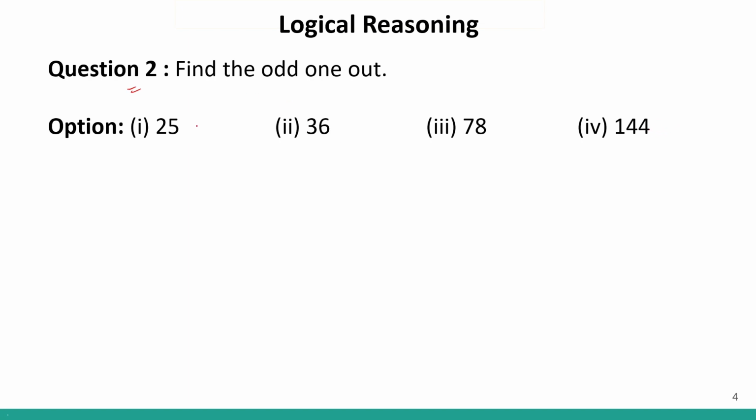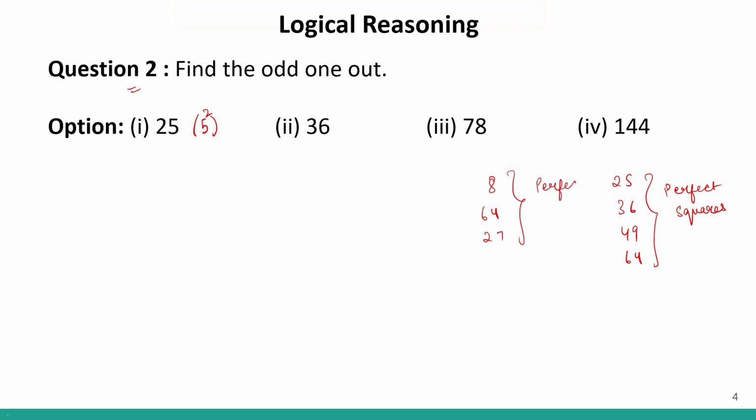So over here, I can see 25 is basically a perfect square of 5. Numbers like 25, 36, 49 and 64 are called perfect squares, numbers which have a square root. Similarly, numbers like 8, 64 and 27 are called perfect cubes because they are the cube of a number. So these numbers are called perfect squares and these numbers are called perfect cubes.